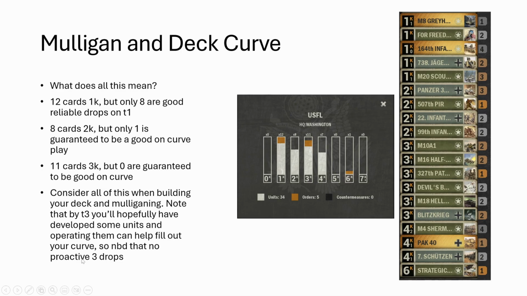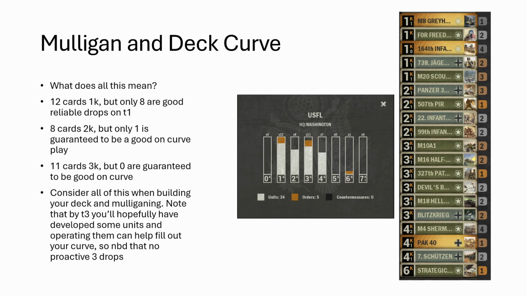So when you consider all of this when building your deck and mulliganing, this is what you want to think about. Let's say you have in your opening hand a 1-drop, say a Jaeger, and then a 22nd infantry, and you have a half track. You technically have a 1, 2, and 3 cost card. So you have a perfect curve, right? No, you don't.